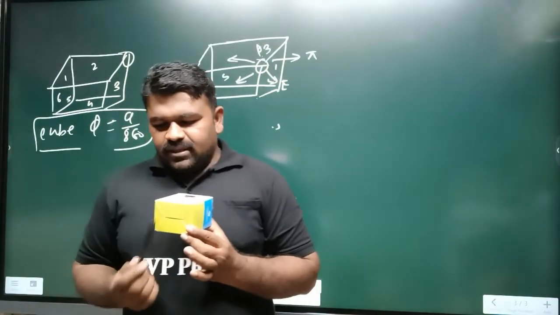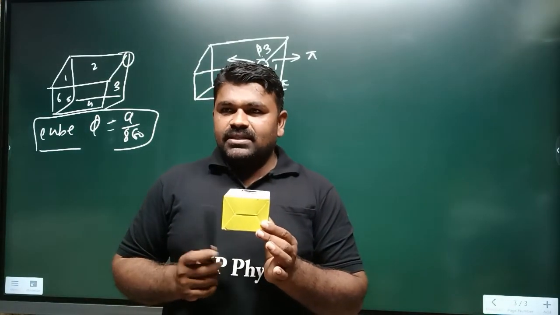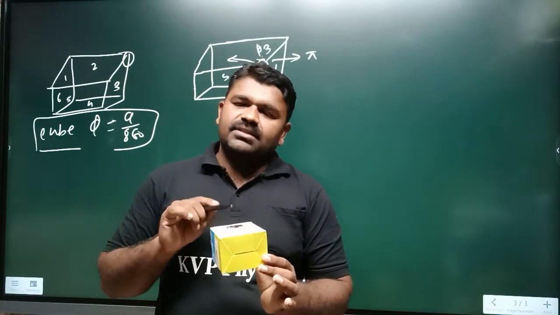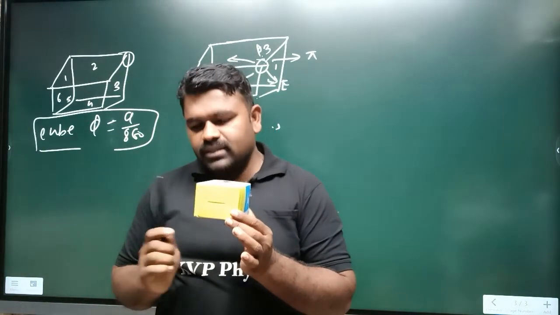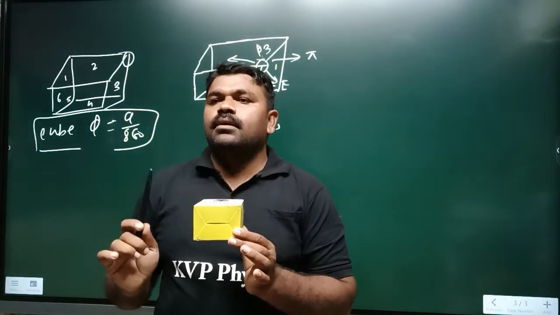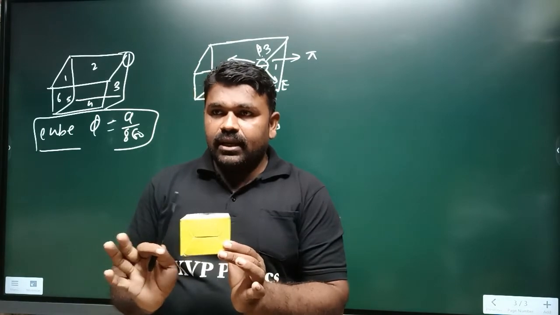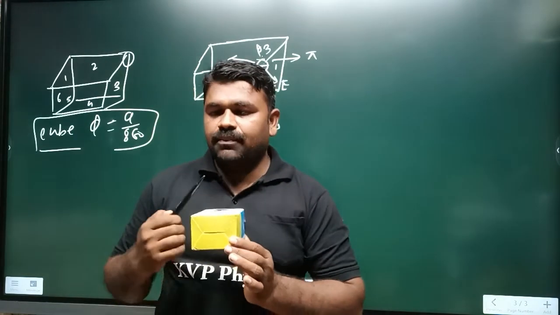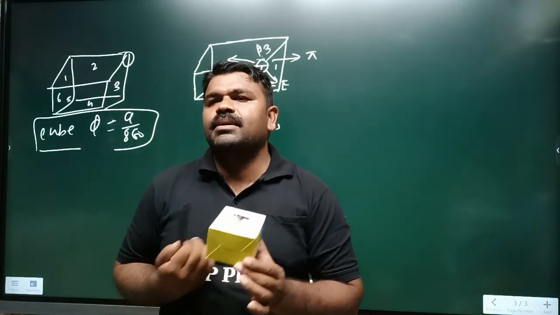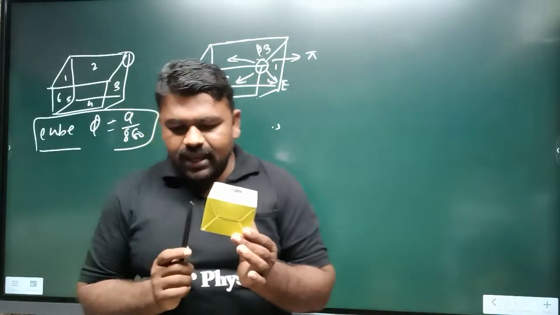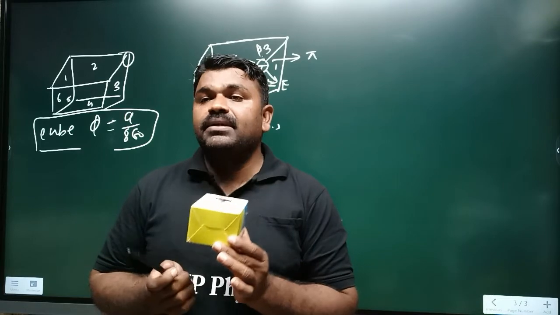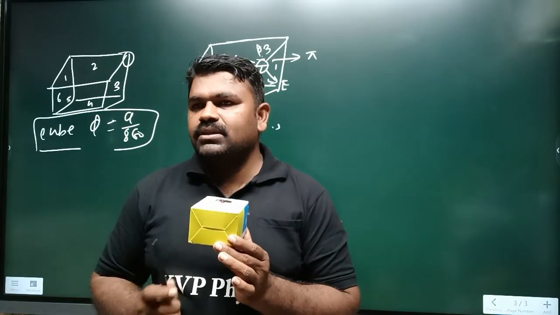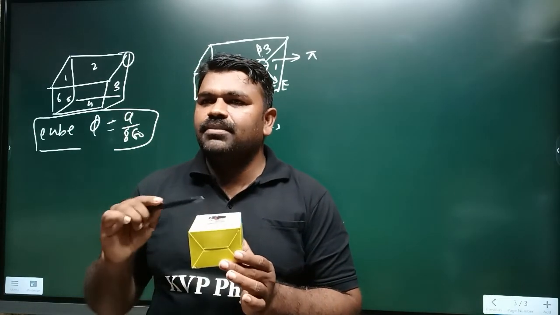How much flux passing in the first area? 0. In the third area? 0. In the fifth area? 0. Means first, third, fifth: in 3 surfaces, the flux passing is equal to how much? 0. Means here the angle between area vector and electric field is 90, so flux is 0 from this surface, 0 from this surface.